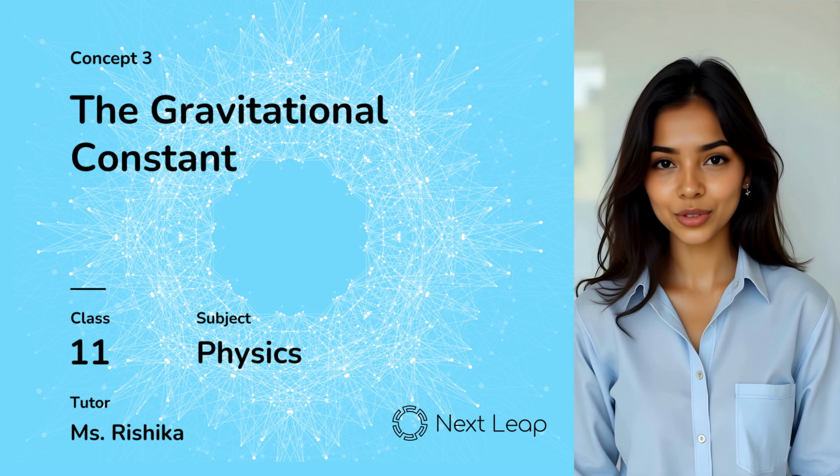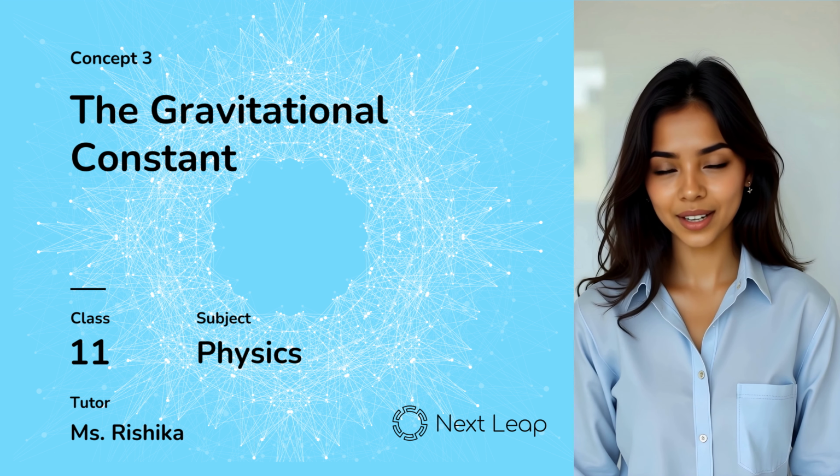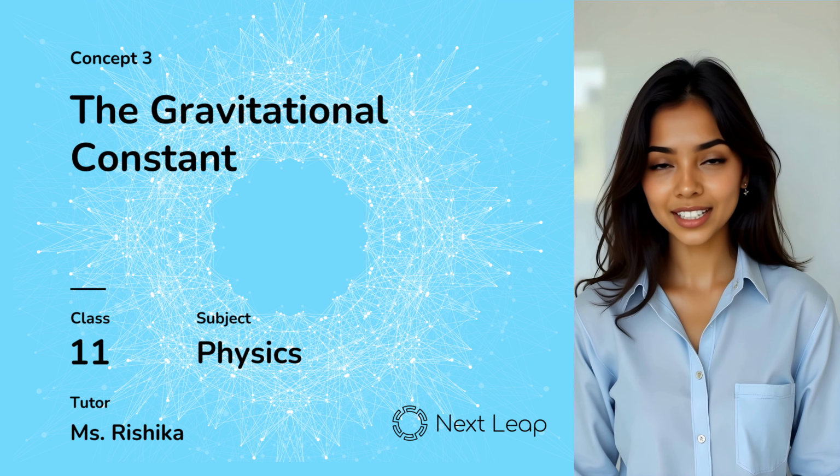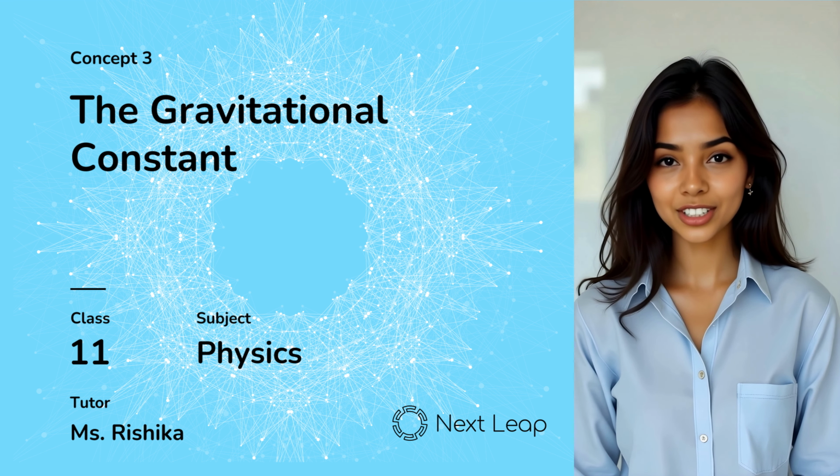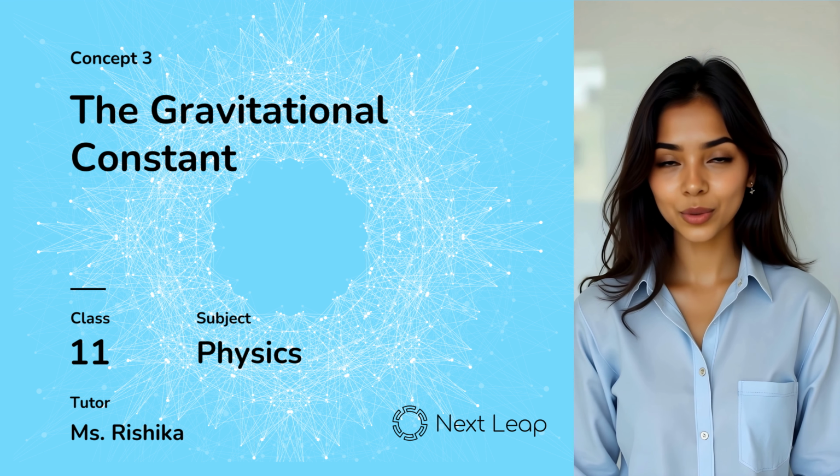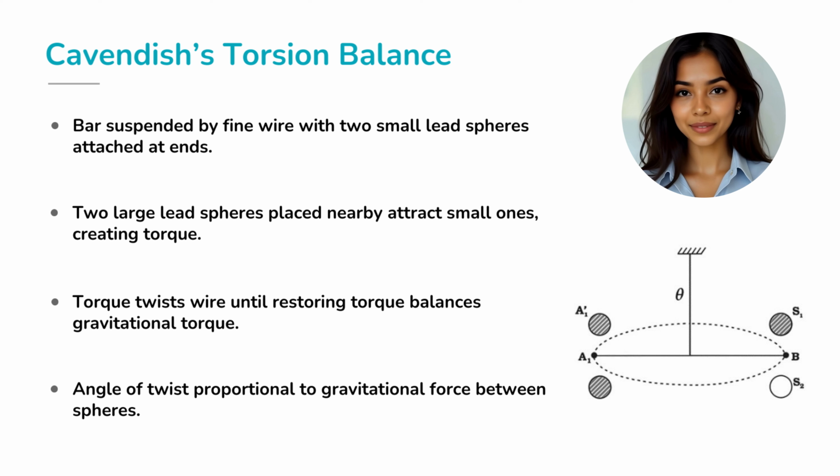The first person to do this successfully was Henry Cavendish back in 1798, and his experiment is legendary. He essentially managed to weigh the Earth. Let's see how. Cavendish designed a very delicate instrument called the torsion balance.